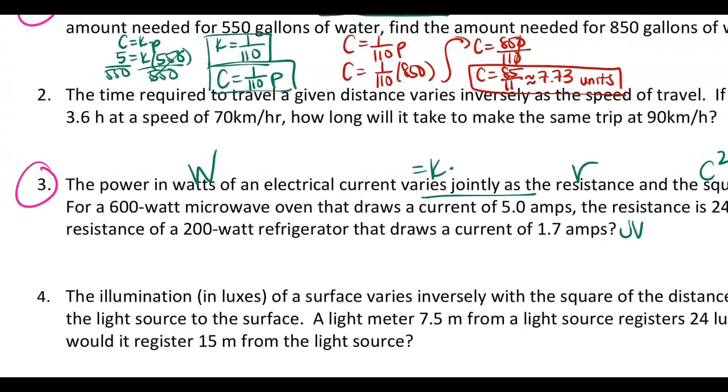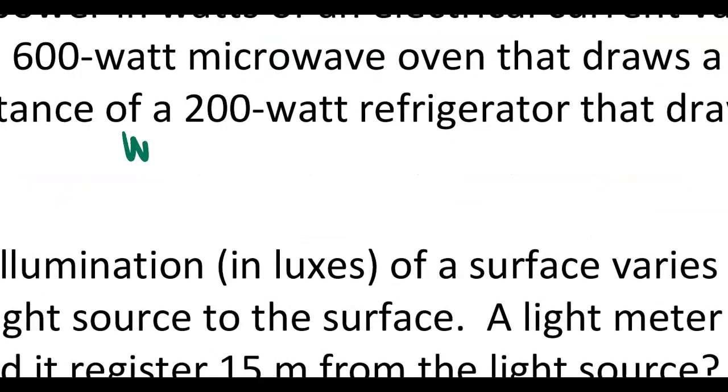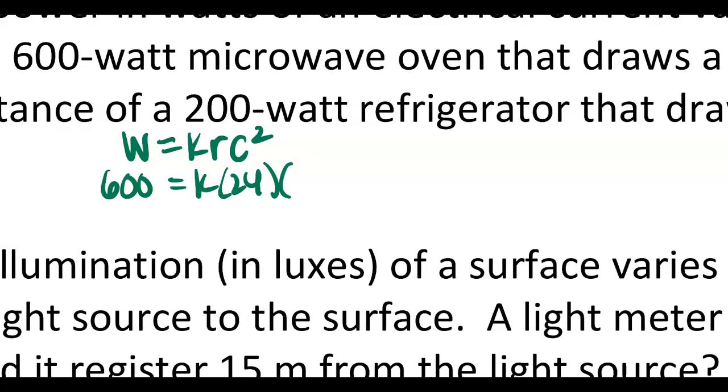So this is my formula. I'm going to zoom in on my page. W is going to equal K times R times C squared. Based on what the direction said, for a 600 watt microwave, 600 watts, we need to find K. The resistance in that is 24 ohms, and the current is 5.0. We're going to square that.